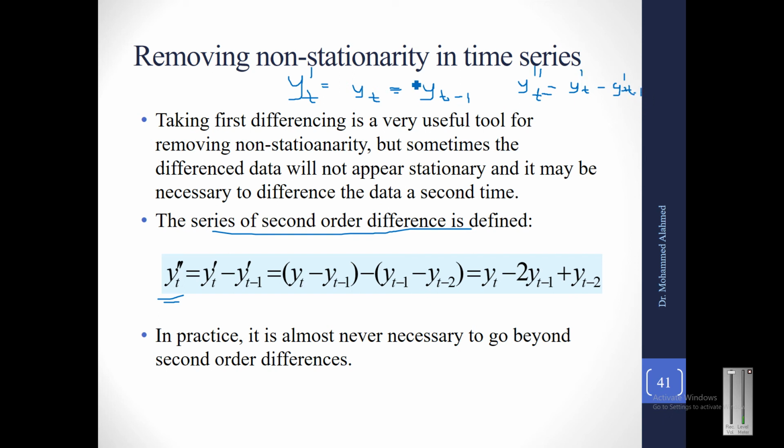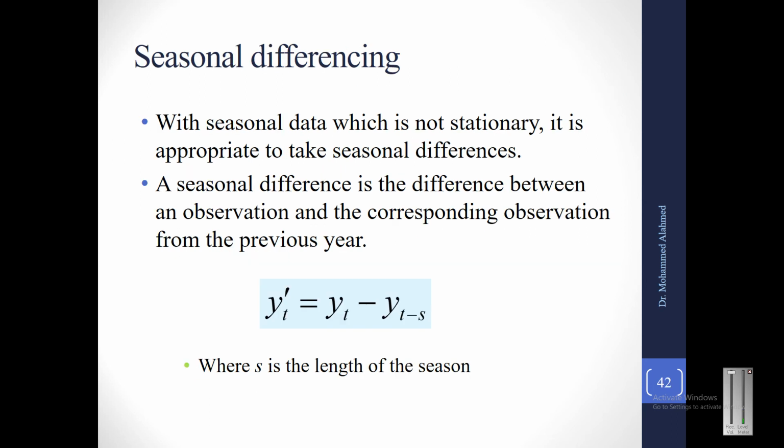Now you can substitute this. Y dash t, you know, is Yt minus Yt minus 1, and when you substitute that you come across this expression. This is Y dash t and this is Y dash t minus 1. So the second order difference will come out to Yt minus twice Yt minus 1 plus Yt minus 2, and so on. In practice it is almost never necessary to go beyond second order differences to make the series stationary. Now there is a concept of seasonal differencing.